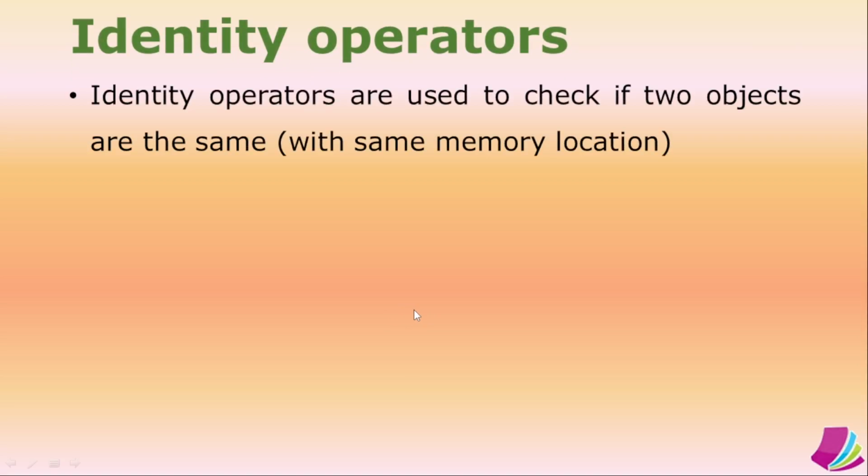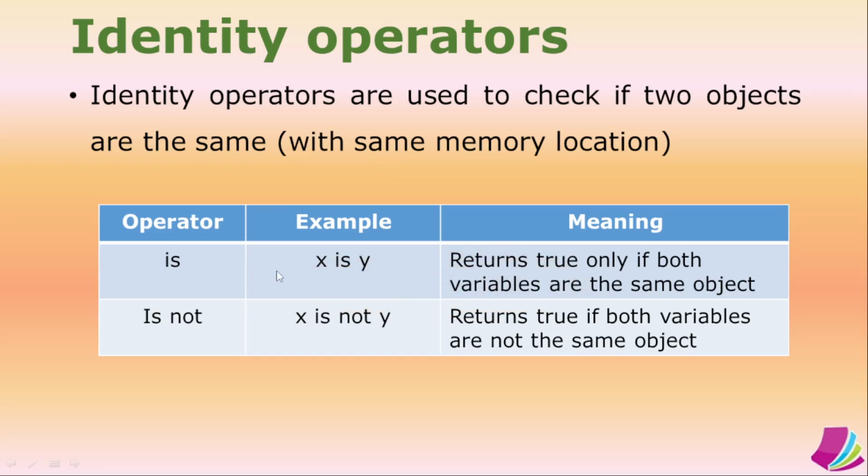Then we have an interesting set of operators called identity operators. So identity operators are used to check if two objects are the same with the same memory location. So let us see here. There are two operators, is and is not. X is y returns true value if both are the same object. See, what is the difference here? So we have already seen x equal to y. Now this is x is y. So what is the difference here?